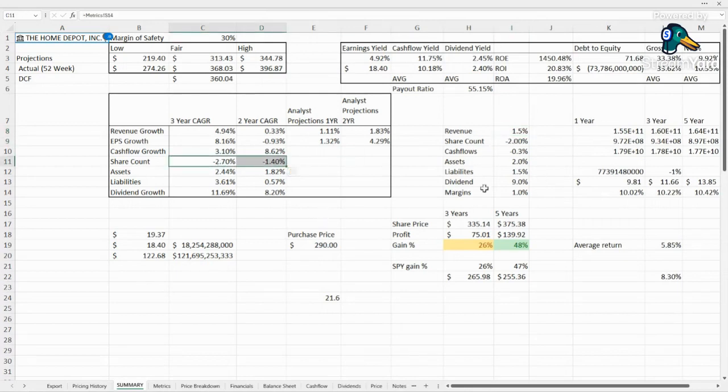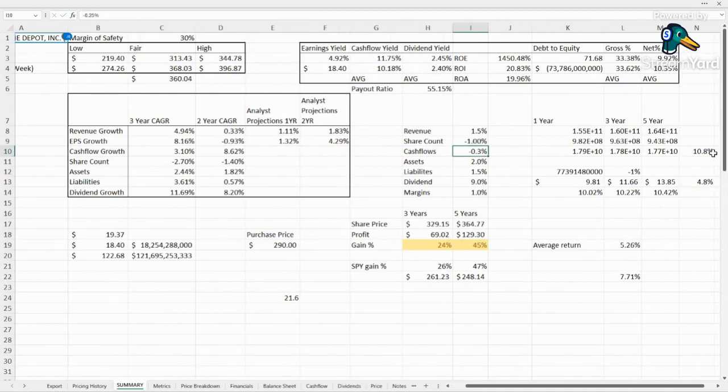Share count, they're pretty good about buying back shares. In fact, this 2% might be a bit large. They bought back 3. It's slowed down more recently to 1.5. They're definitely at a higher valuation, so they might only be buying back 1%. Cash flows, I'm just trying to bring it a little bit more in line with what they've seen historically, be reasonable with it. So a very small 0.3% shrinkage would take them to 10.8% cash flow yield in 5 years. Which is completely reasonable from what we're seeing here. In fact, it might be even higher.